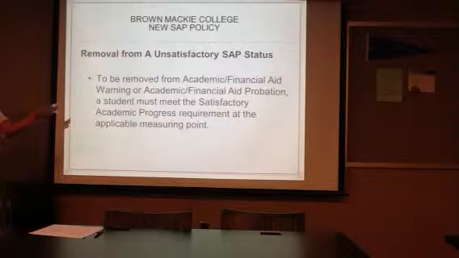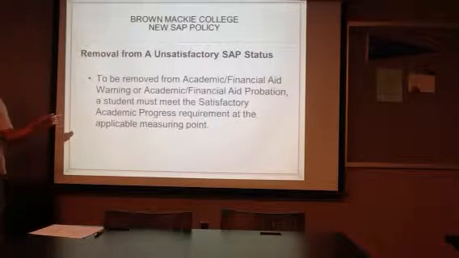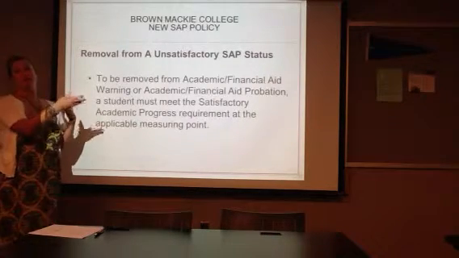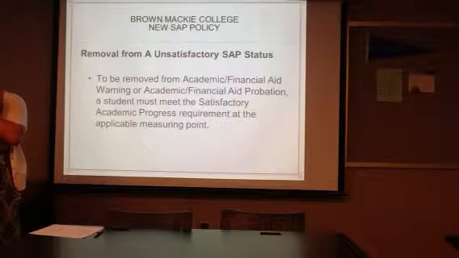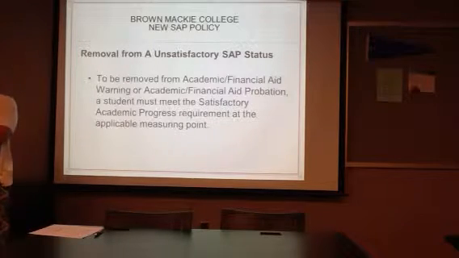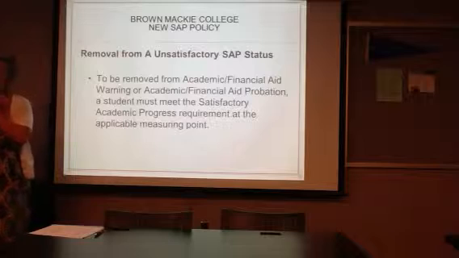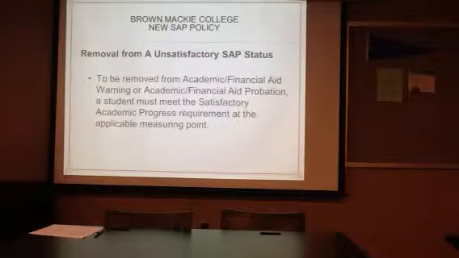So if you're on probation, the only way you get off of probation is to get above your benchmark in the next 3 months. Remember, benchmarks are every 3 months. Unless you're a degree program, you get your first 9 months and then you get a second 9 months. But we don't sit and wait for 9 months. We don't sit and wait.